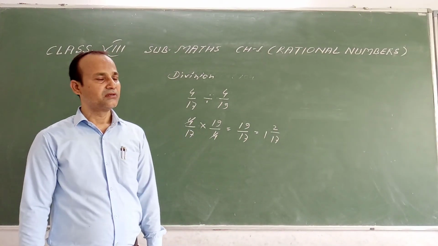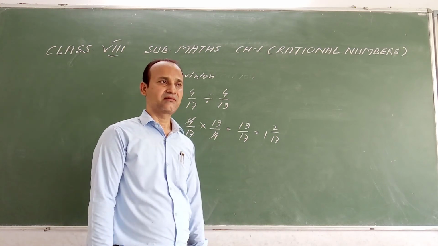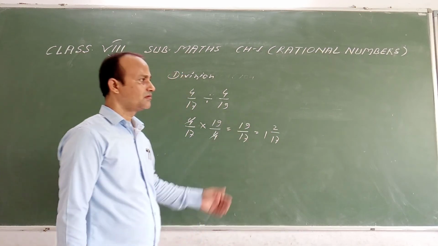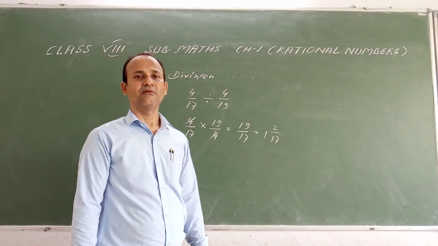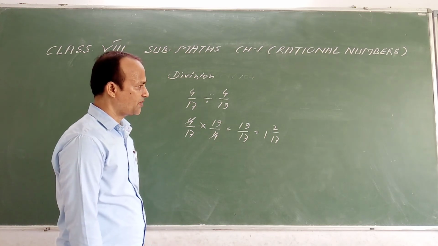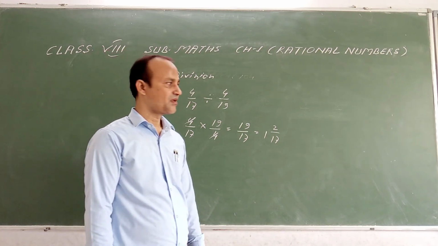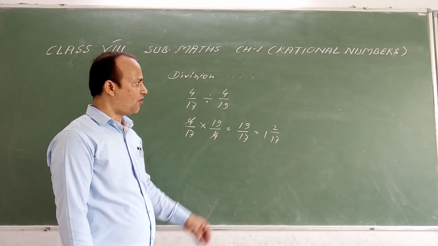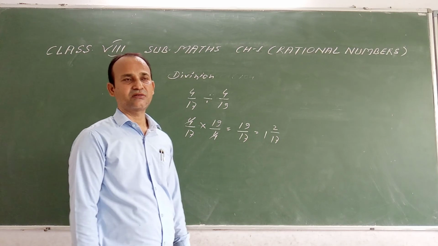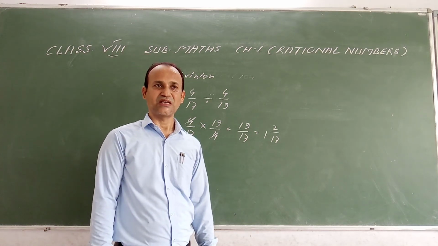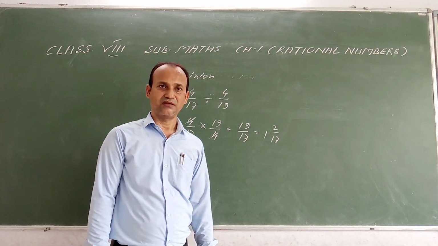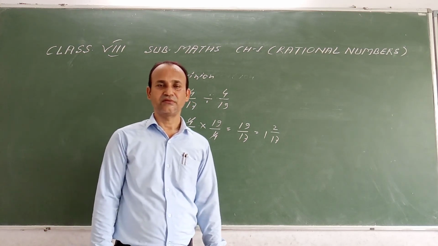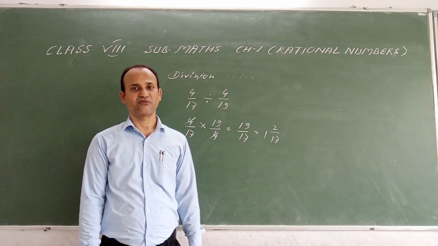Now you can start exercise 1.1. It's a simple explanation of the rational numbers, comparison of rational numbers, absolute values, and operations on rational numbers. On behalf of these explanations, you can start your exercise 1.1. Try it. In the next session, I will explain exercise 1.1. Thank you.